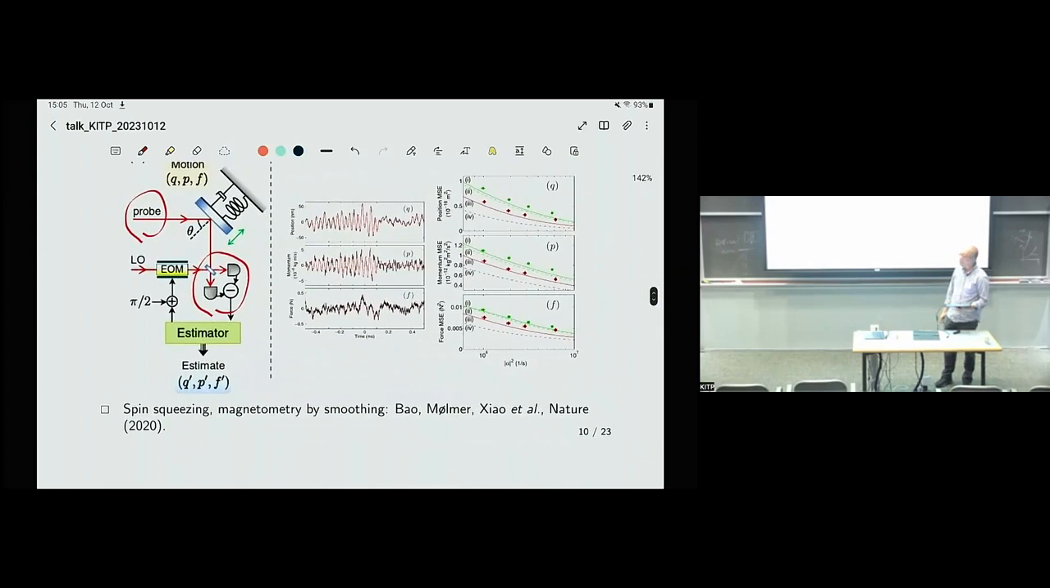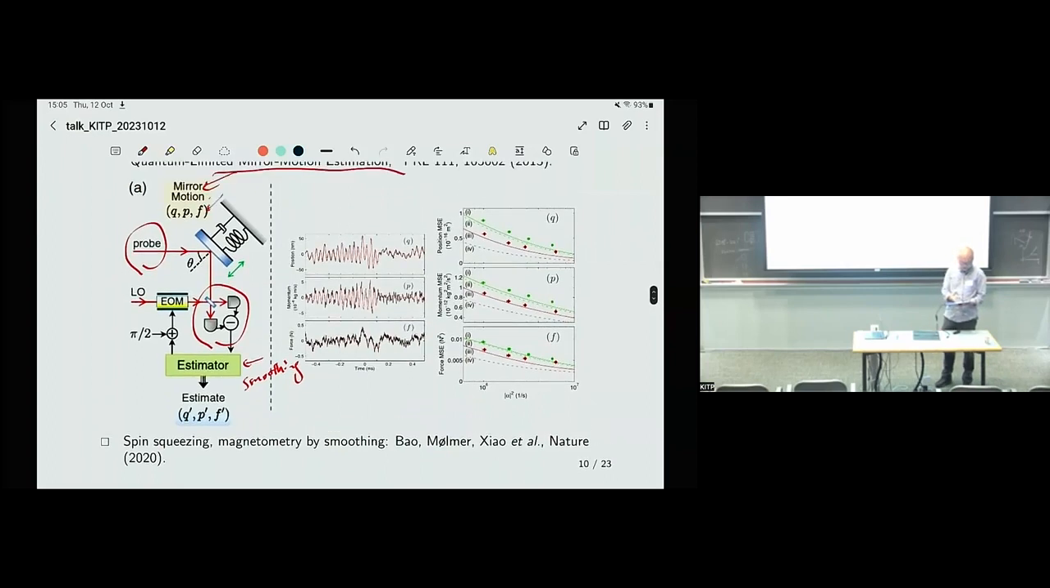Using homodyne measurement, adaptive homodyne measurement in practice, apply the estimator to it. This is the smoothing. And then you can estimate the position, momentum, and force on the mirror.